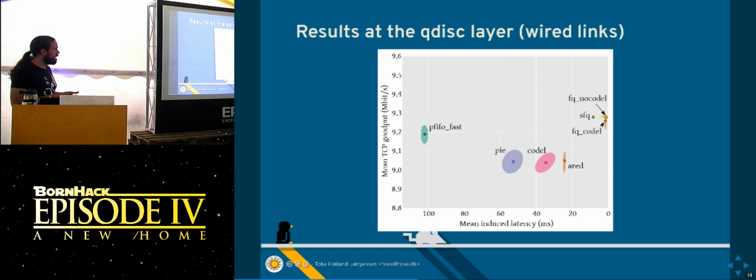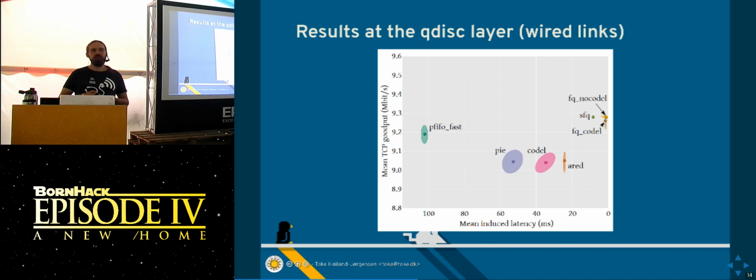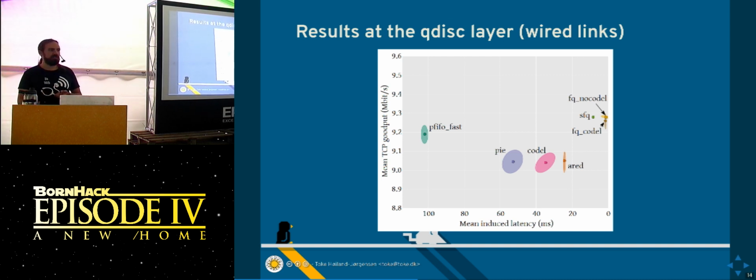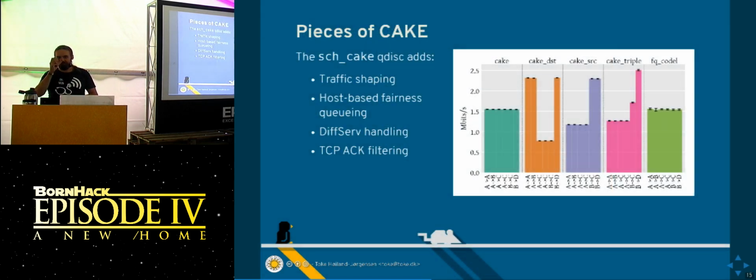And FQ-CoDel went into Linux 3.12, I think. So it's been there for quite a while. It's become the default. Systemd changed the defaults in the sysctls that they switch. OpenWRT, the router distribution, has had it as a default for years now. So when you turn this on, it just sort of works, and you will get almost no latency. So there's a few caveats. I'll get to those.